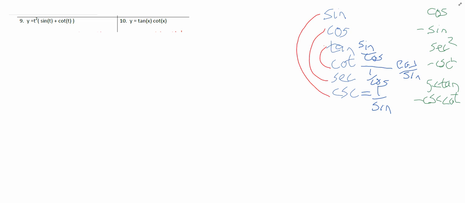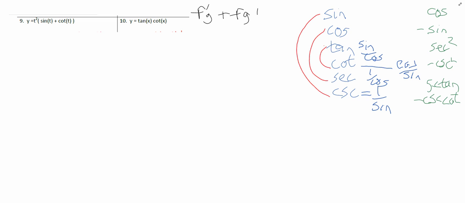Anyways, let's go ahead and take a look at our first problem. Our first problem has t squared times sine of t plus cosine of t. So it looks like it's going to be a product rule. So doing it in terms of f and g, it would be f prime g plus f g prime.